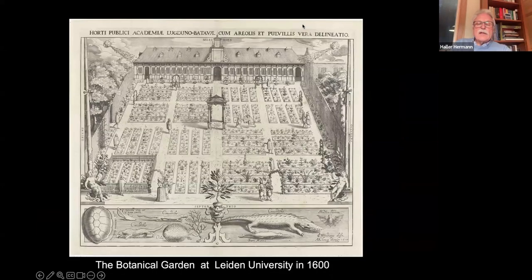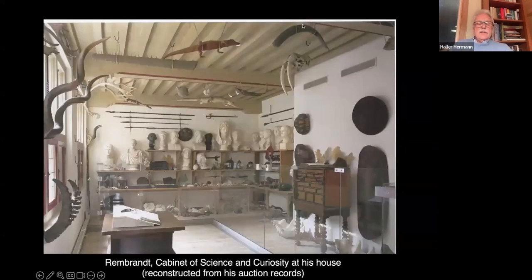This is the Botanical Garden at Leiden, but the Cabinet of Curiosity was in the back of the garden, and here you see the crocodile again. So the crocodile and bats, and you see the tortoise, so the turtle. So these were all fascinating objects. And then last not least, this is a private person. This is Rembrandt, the painter, and this is the Cabinet of Science and Curiosity at his house.